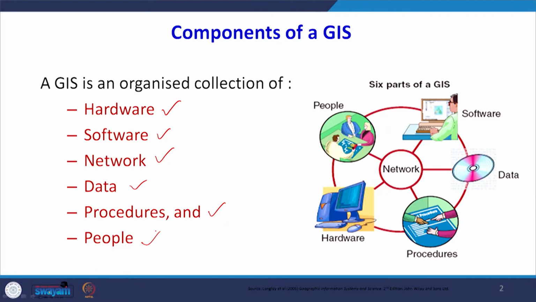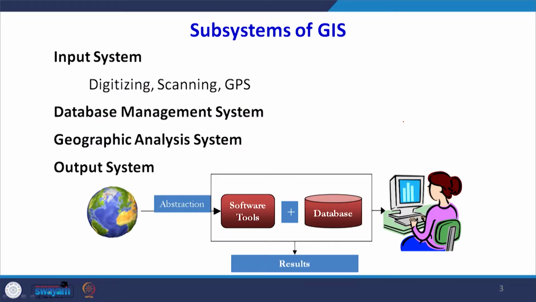So this is all shown in the diagram. We have the hardware component, the software component, and the digital data products from different sources. Then there are different methods, there are people, and they are all networked together. So these are the different components. If we are talking of the major subsystems of a GIS, in layman's language, we have an input system, we have some kind of database management system, some analysis system, and finally the output system. So this is shown here from the real world.